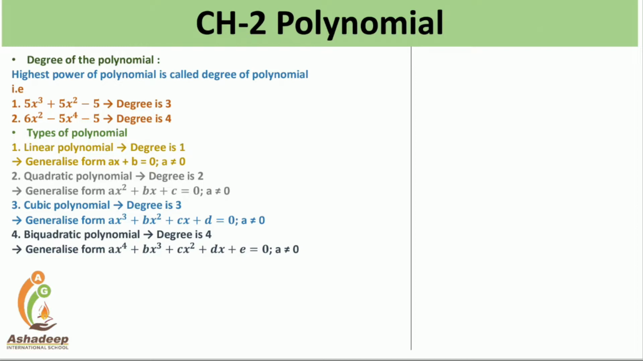Now cubic, simple. Cubic means the highest power is 3, degree is 3, then it is called cubic polynomial. Similarly, biquadratic means the degree is 4. I hope you are clear with the degree of polynomial. Now let's move ahead.